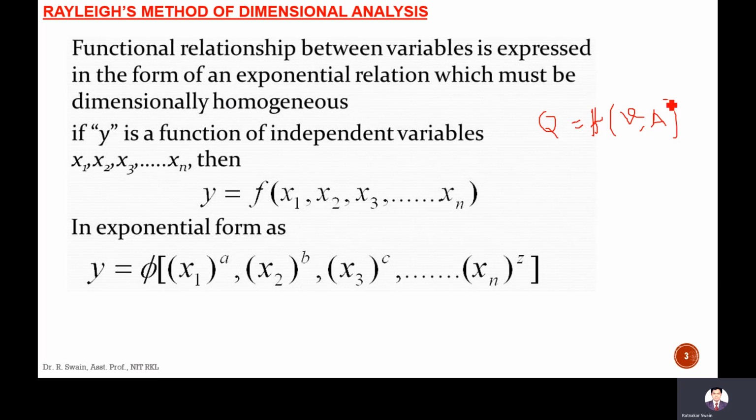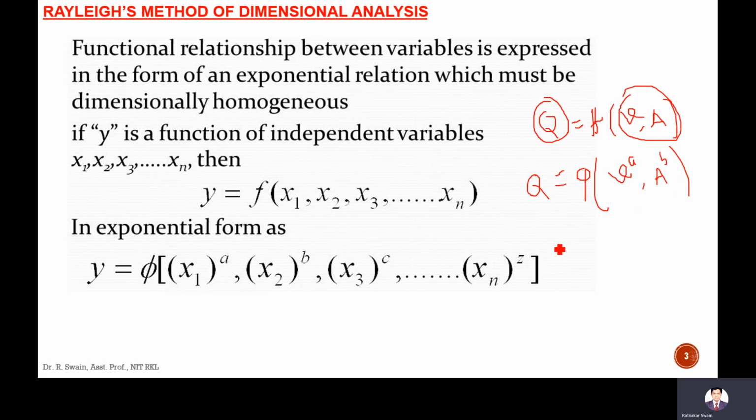So here discharge depends upon these two. This is called the dependent variable, and velocity and area are called independent variables. So we can write the discharge in exponential form: discharge is a function of velocity to the power a and area to the power b, where a and b are exponential powers which are constants, and the a and b values can be determined by writing the dimensions on the LHS and RHS.